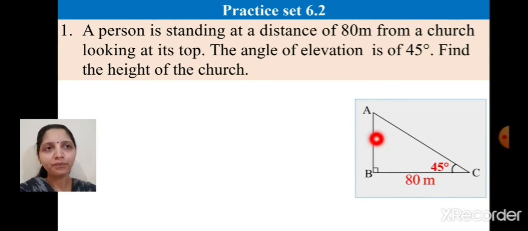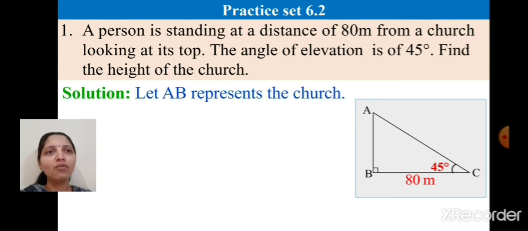So here point A is the top of the church, segment BC is the horizontal line, and point C is the observer's position. Okay, so at point C the observer is there, and point A is the top of the church. Let's first explain this in words. So let's start with the solution.